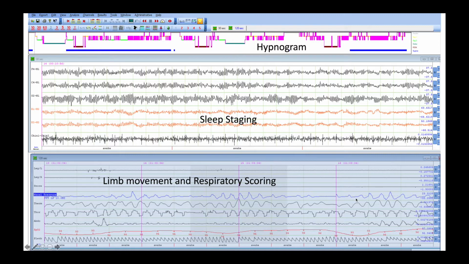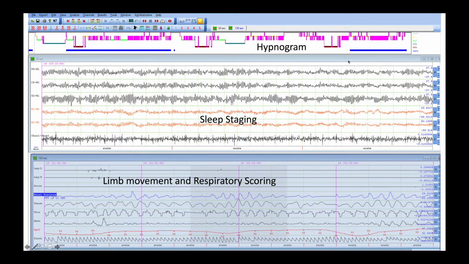That's not always the case. Sometimes it could be shorter, a minute long. Sometimes it could be up to 10 minutes longer. Limb movements and respiratory events like apneas and hypopneas are sort of harder to see on a 30-second time scale, so we tend to use a longer time scale down here.